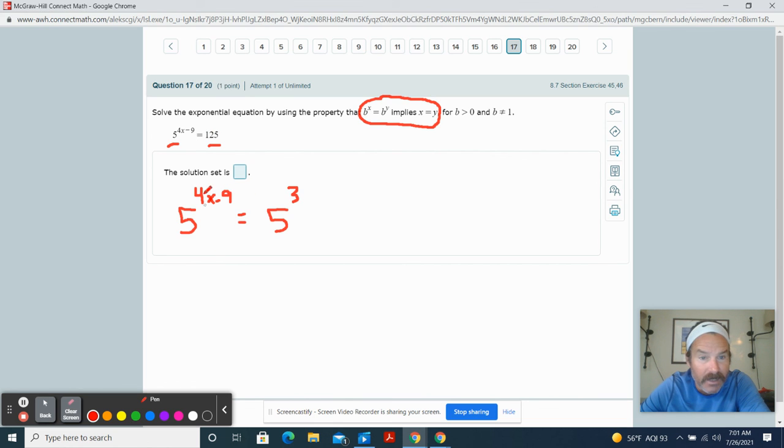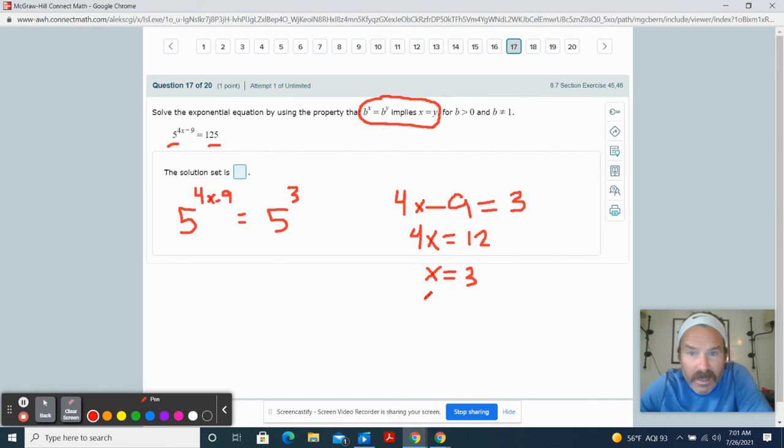Okay, so we have the bases the same, so we know now the exponents are the same, and now we have a little equation to solve, which isn't too difficult. 4x minus 9 equals 3, so 4x equals 12, and divide by 4, and so x equals 3. Okay, that should get you through most of homework number 19.